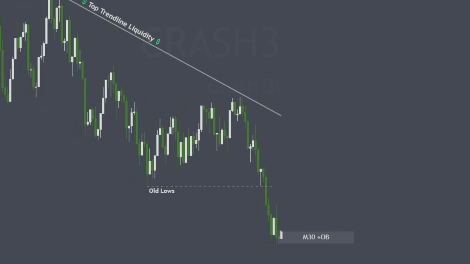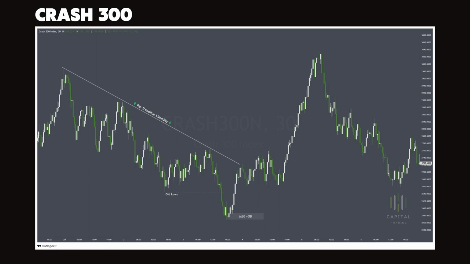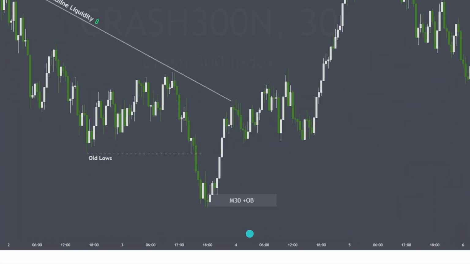Remember, M30 stands for 30 minutes, plus stands for bullish, and OB stands for order block. We did teach you on these annotations in Boom and Crash Capitalizer. Check out episode 2. So let's see the outcome. What price did is they formed that 30 minutes order block, and then the market went up.